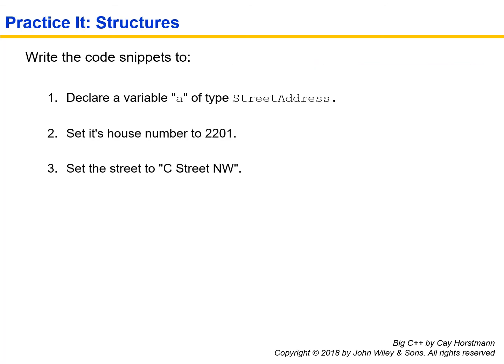Okay. Try it on your own. Write the code snippets to declare a variable A of type street address, set its house number to 2201, and set the street to C Street Northwest.